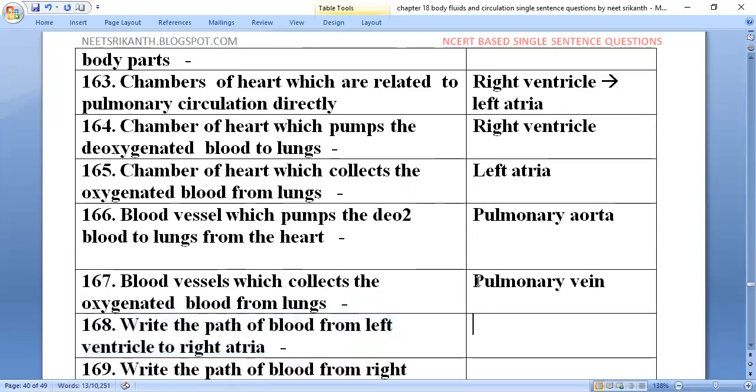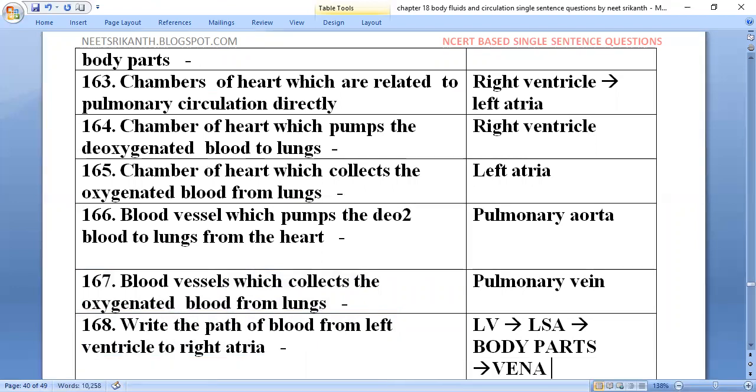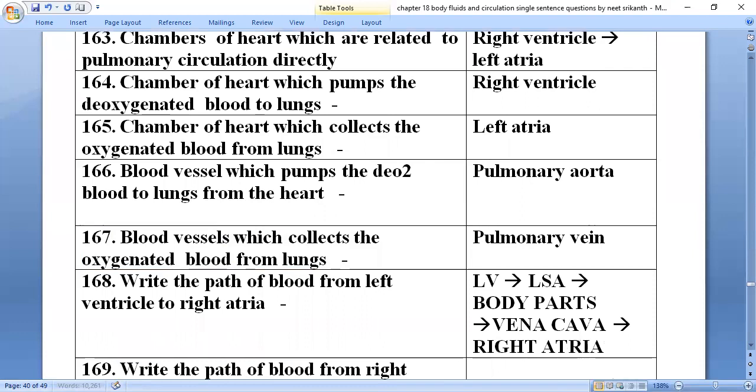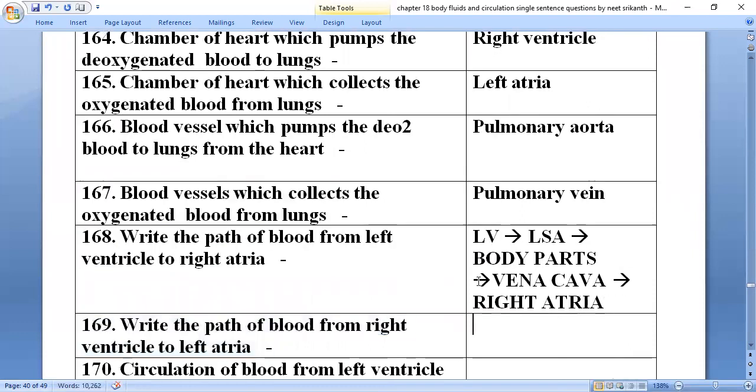Blood vessel which collects the oxygenated blood from lungs is pulmonary vein. Write the path of blood from left ventricle to right atria. Left ventricle, then left systemic aorta, which goes to the body parts. From the body parts, vena cava collect the blood, and from the vena cava it reaches the right atria.